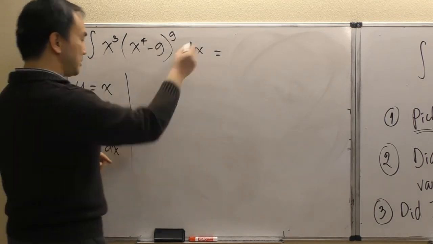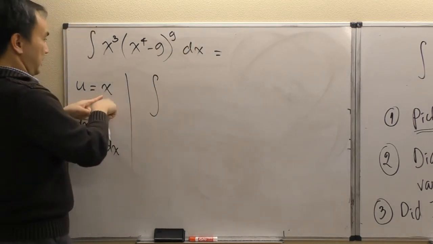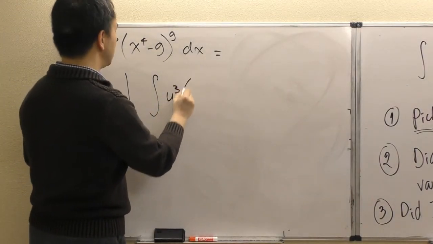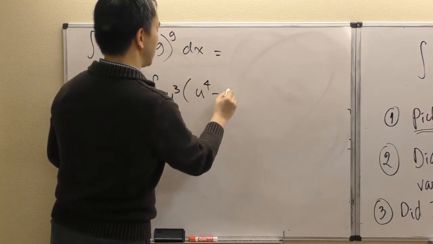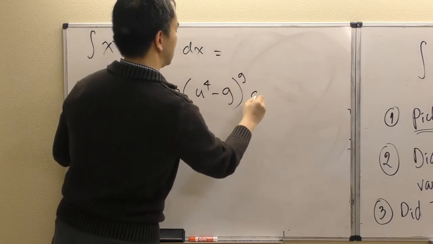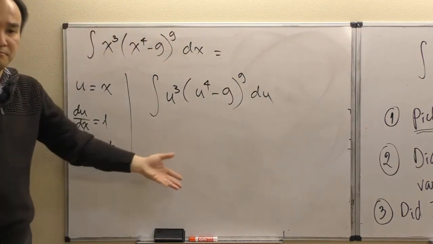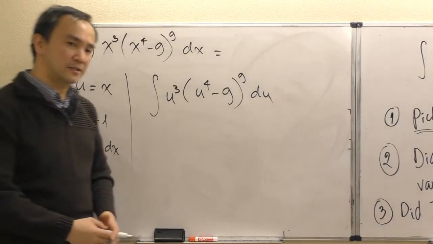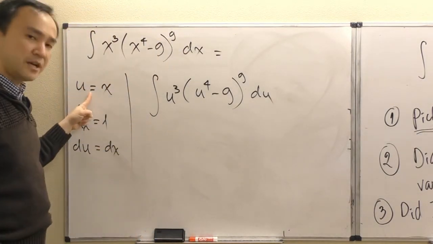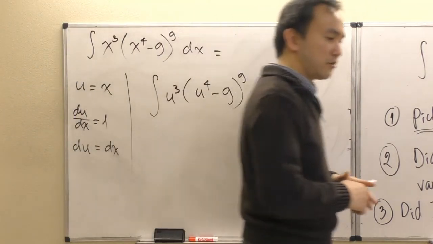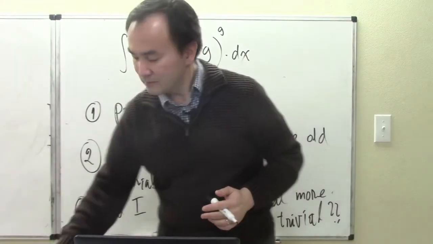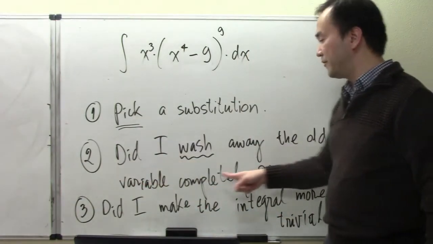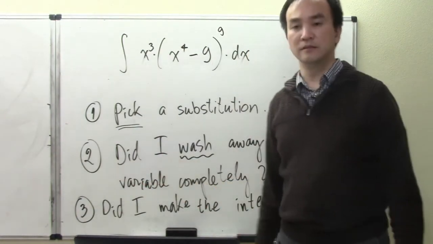So that means this problem becomes the following. Every x here gets substituted by the u variable. So now it becomes u cubed times u to the 4th minus 9 to the 9th du. Believe it or not, that's what it is. So as far as picking a substitution, we did. No one saying right or wrong about that. Checking your own question. Did I wash away the old variable completely? Yes, I did. It's a good checkpoint.